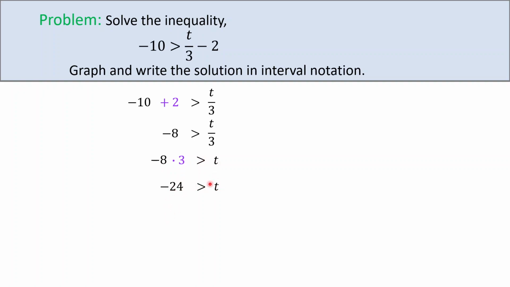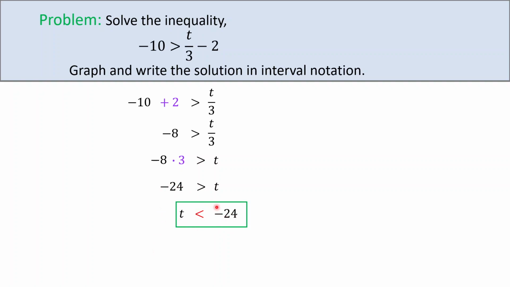So here the variable t is on the right hand side, but it is better if you write this on the left hand side. So you need to switch sides. Move this to the left hand side and this to the right hand side. So t, if you switch sides, you need to reverse the inequality symbol. So greater than becomes less than. So this is the solution.